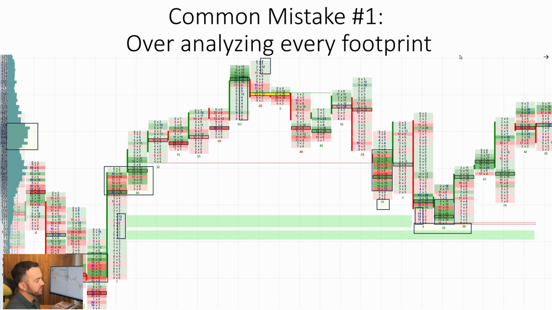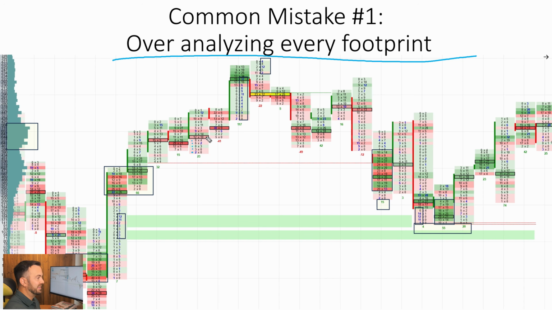Now, at this point, I like to point out some common mistakes that beginner traders make when trading with order flow. Common mistake number 1 is overanalyzing every footprint. I know I was talking about this a couple of times during this webinar, but this is really important because so many people just focus on every single number they see on the chart, which is clearly insane.